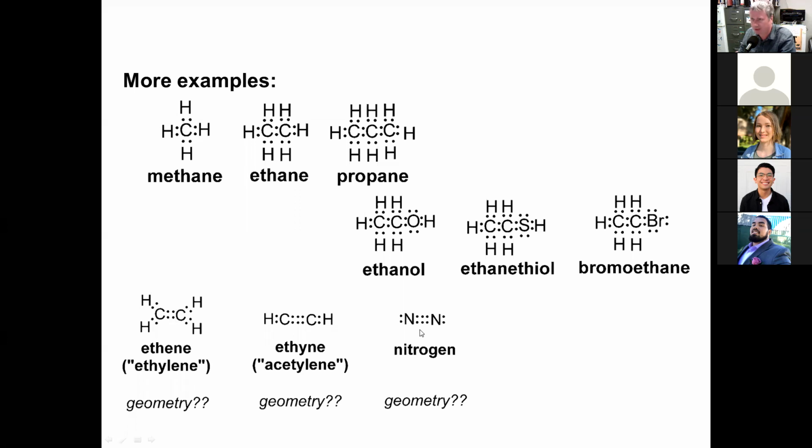Nitrogen is N, triple bond N, right? Also, things like oxygen and sulfur and even bromine over here, and nitrogen, they have bonding electrons and they also have lone pairs, right? Okay.